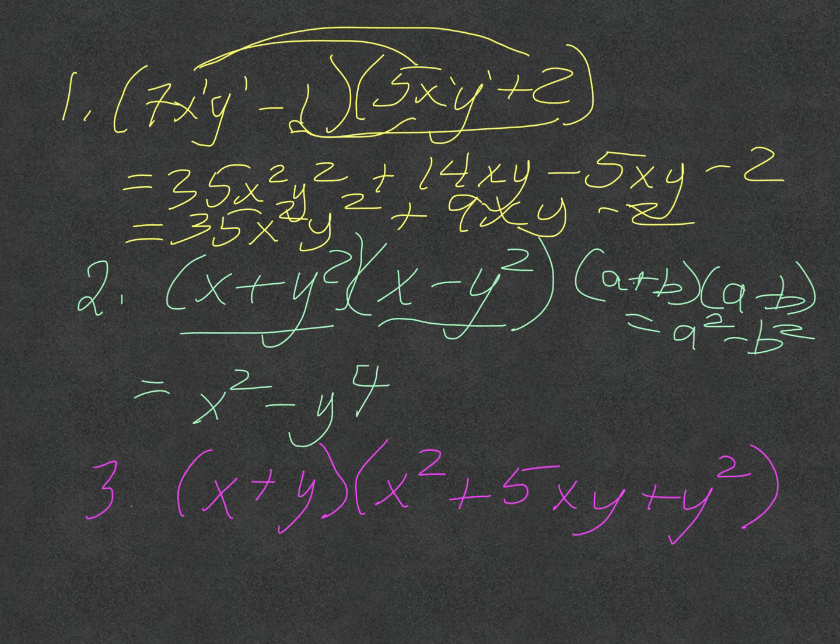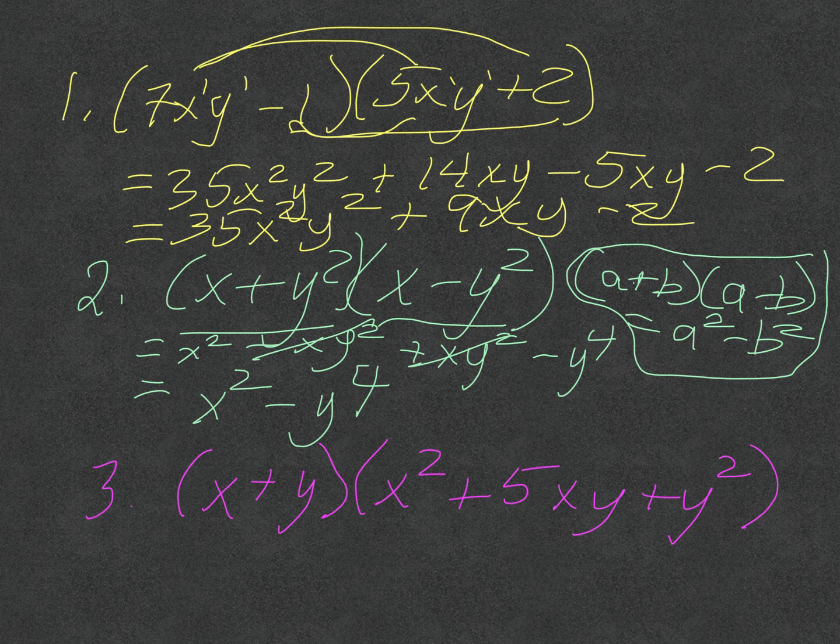If you didn't see that, then you would have multiplied the in-between step and you would have gotten x squared minus xy squared plus xy squared minus y to the 4th. And then these two would have added out and you would have ended up in the same place. So this is a case where if you recognize a special product, it can help you do the problem quicker.